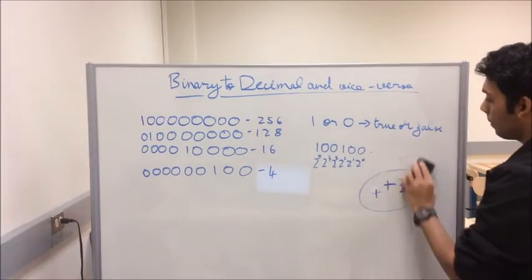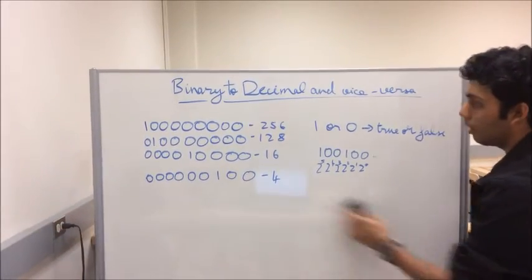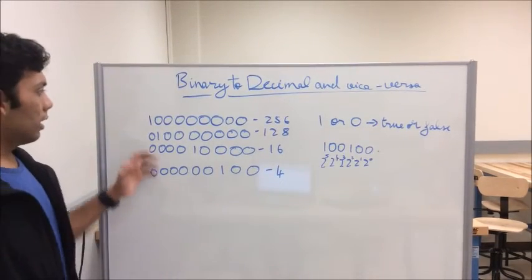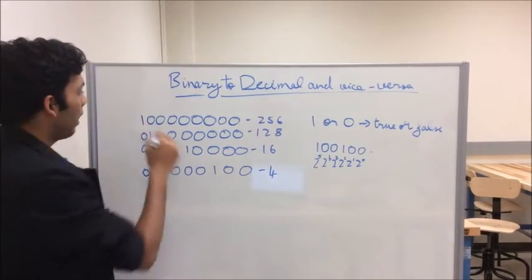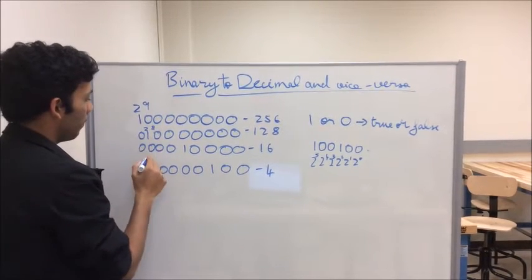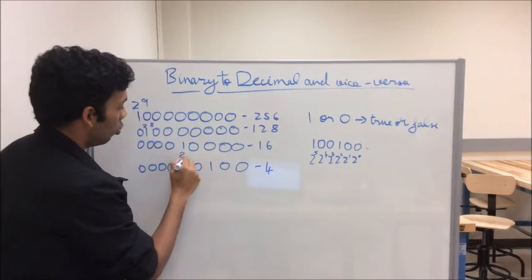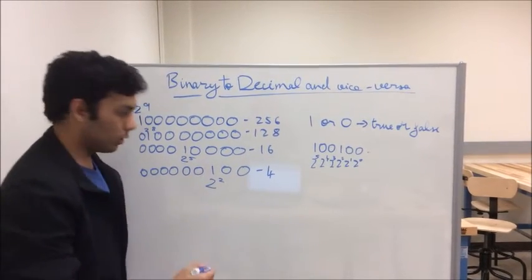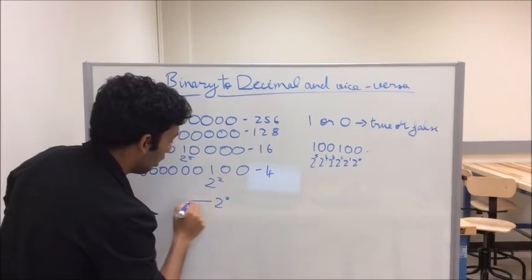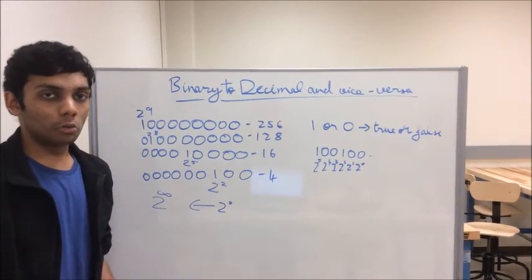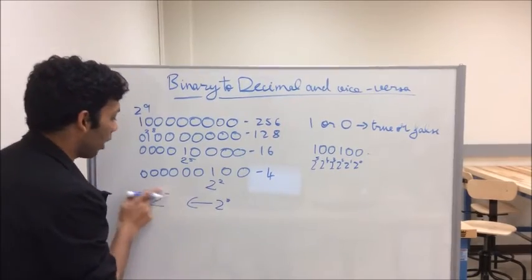And here are a few examples of how it works. This is at 2 power 9, this is at 2 power 8, this is at 2 power 5, and this is at 2 power 2. So remember, it always goes from 2 power 0 all the way to 2 power however much you want. But in this case, we're taking it up to 9.